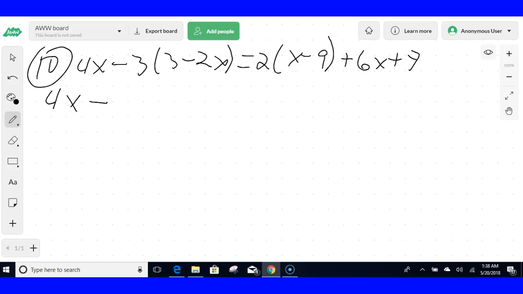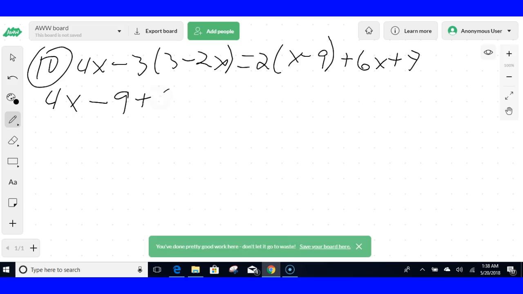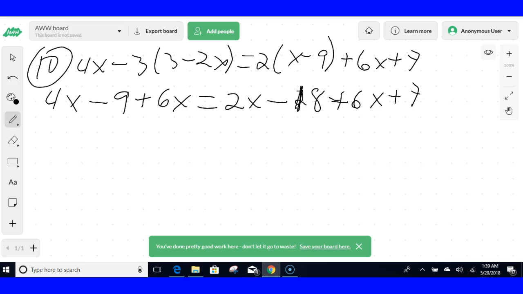Negative 3 times 3, that's minus 9. Negative 3 times negative 2x, that's plus 6x. Distribution again, 2 times x is 2x. 2 times negative 9, that's minus 18. And then plus 6x plus 7. Combining like terms, that gives you 10x minus 9 is equal to 2x plus 6x, that's 8x, and minus 18 plus 7, that gives you minus 11.